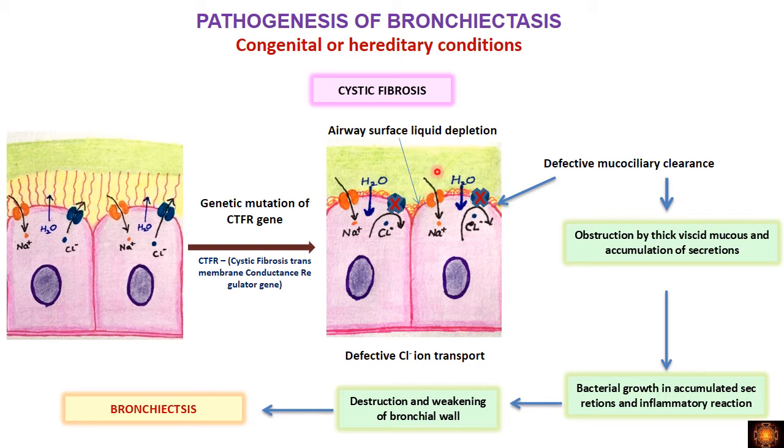So there will be the collapse of this cilia, and there will be defective mucociliary clearance. When you have a defective mucociliary clearance, the cilia cannot move. So there will be a thick viscid mucus which gets accumulated. Again, in these accumulated secretions, you have the secondary bacterial growth, inflammatory reaction, and destruction of the wall. That again causes the bronchiectasis. This is the cause for the bronchiectasis in cystic fibrosis.